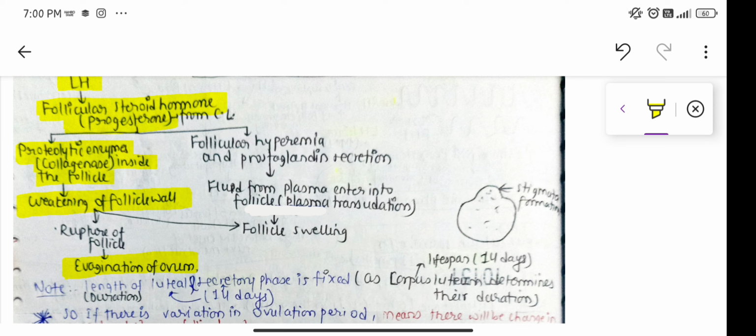and there will be evagination of the ovum. Similarly we have follicular hyperemia and prostaglandin secretion. Due to follicular hyperemia, fluid from the plasma enters into the follicle, and there will be plasma transudation, meaning there will be swelling of the follicle. This swelling of the follicle will lead to rupture of the follicle, and rupture of the follicle will lead to evagination of the ovum. So this is the mechanism of ovulation.